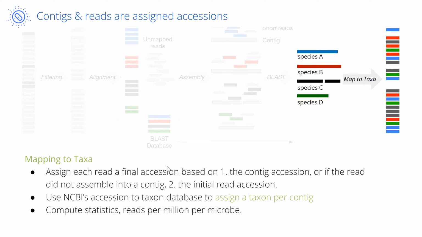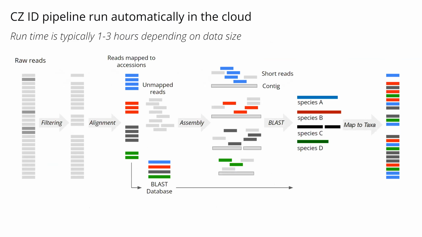And then each read is assigned a final accession. If it assembled back to a contig, it's given the same accession as the contig. And if the read did not assemble to a contig, it's given the initial read accession. Then we use NCBI's accession to taxon database to assign a taxon per contig and compute statistics such as reads per million per microbe.